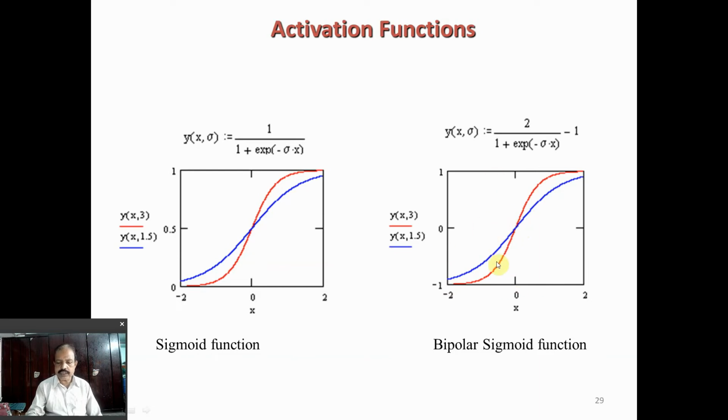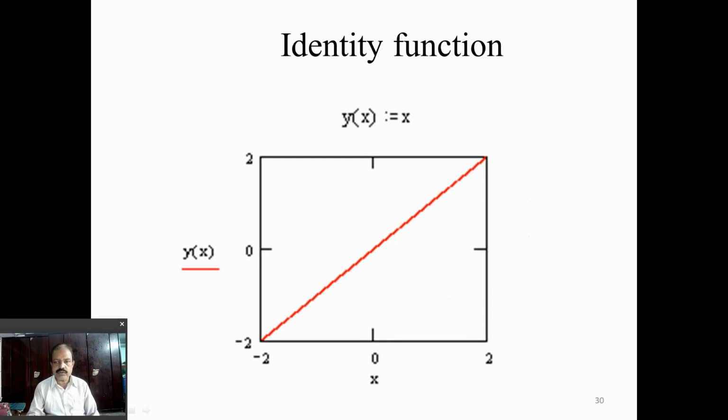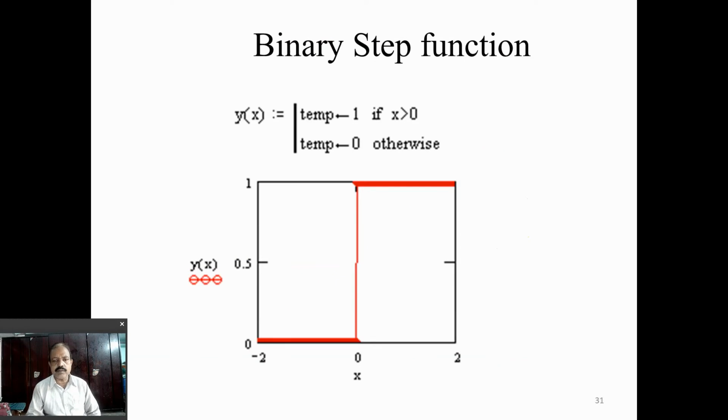Fine. So these are some of the different functions, and you can have another function, that is the identity function. y of x is equal to x. That is, whatever the value of x is, that is y. For example, when x is equal to minus 2, y is equal to minus 2, when x is equal to 0, y is equal to 0, and when x is equal to 2, y is also 2. This we call the identity function. There are so many functions, I am just giving some idea about them.